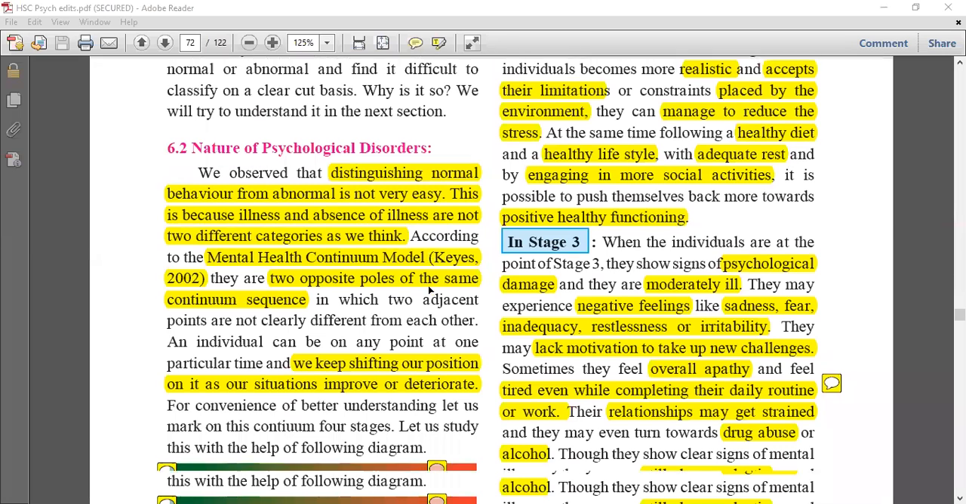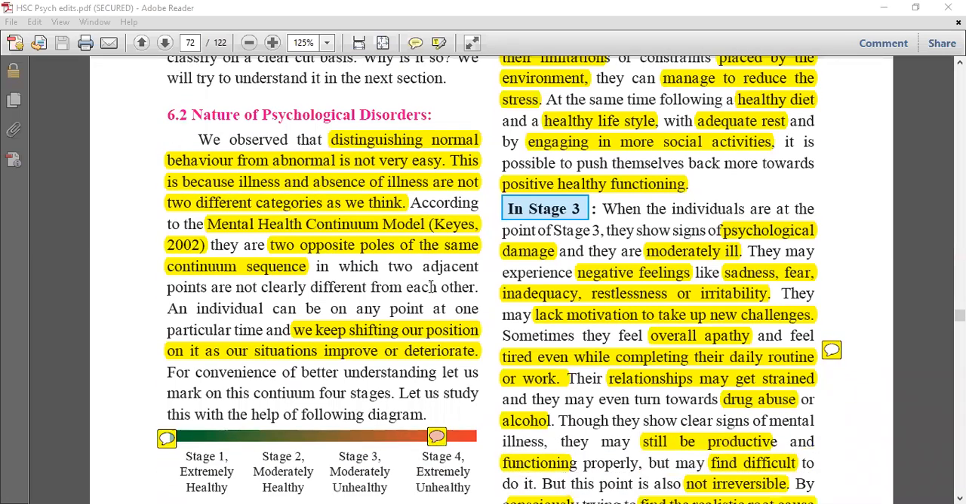Okay, so now what is the nature of psychological disorders? Now we observe that it's not very easy to distinguish normal behavior from abnormal, because what we may think is normal is abnormal somewhere else. For example, abroad, if they see that children above 16 or 18 are still living with their parents, it's abnormal. But in our case, it's absolutely normal. So it's not very easy to distinguish normal from abnormal all the time.